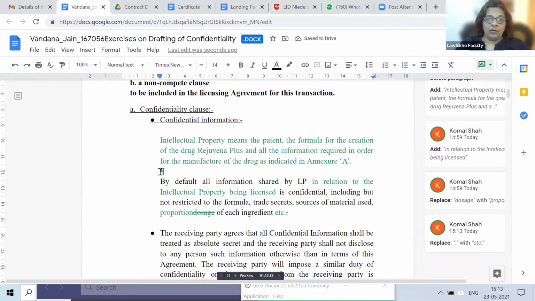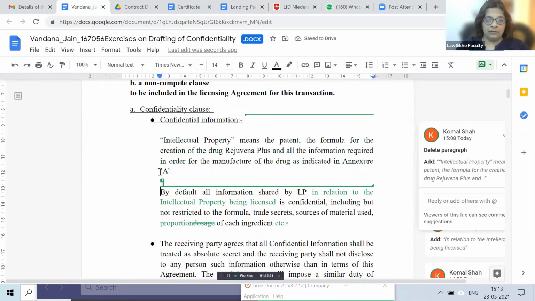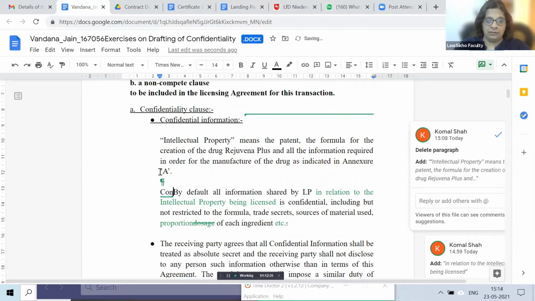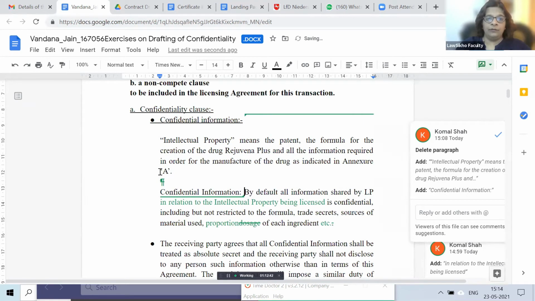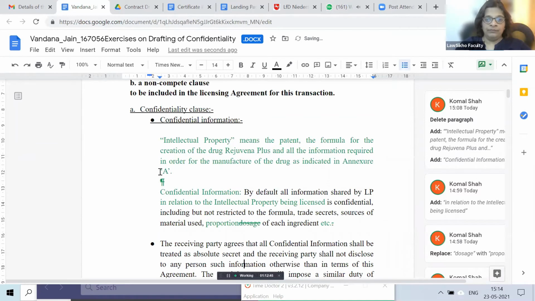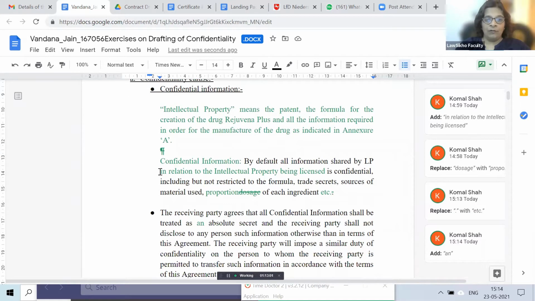The receiving party agrees that all confidential information shall be treated as an absolute secret, and the receiving party shall not disclose to any person such information otherwise than in terms of this agreement. What is confidential information? That's what you're defining. They will just not disclose it.